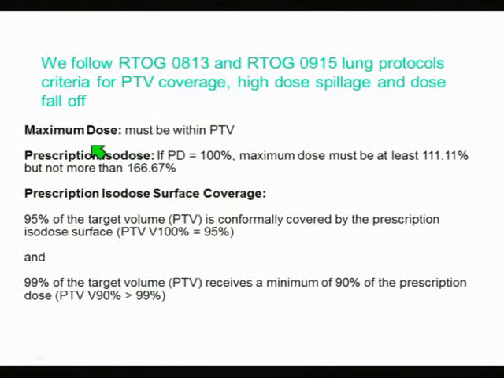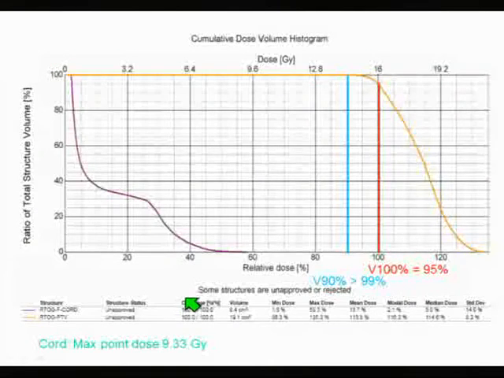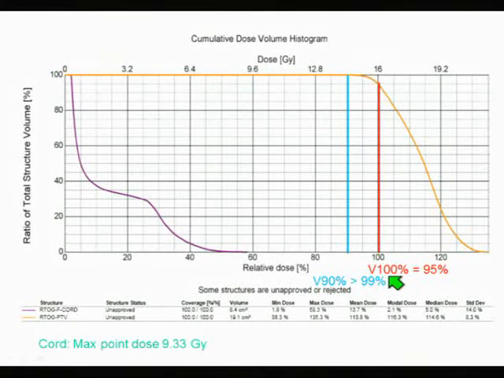So I just translated this. Maximum dose must be within the PTV. For the prescription isodose line, if the prescription is 100%, the maximum dose must be at least 111%, but not more than 167%. For prescription isodose surface coverage, PTV V100 should be 95%, and PTV V90% should be bigger than 99%. So let's look at the DVH.